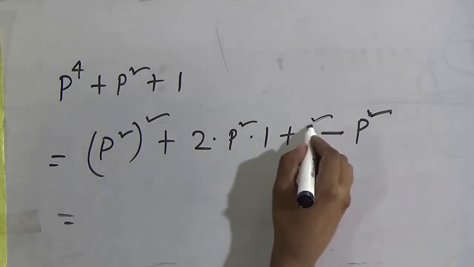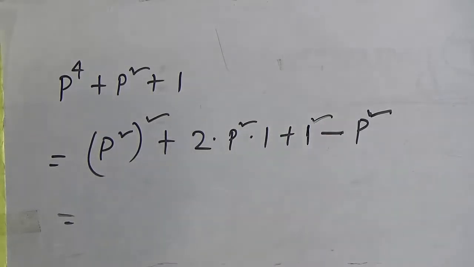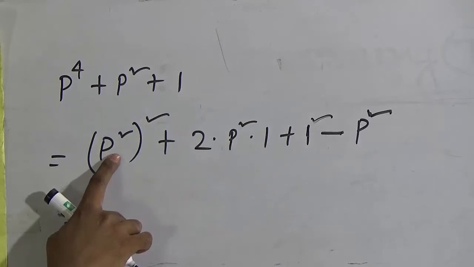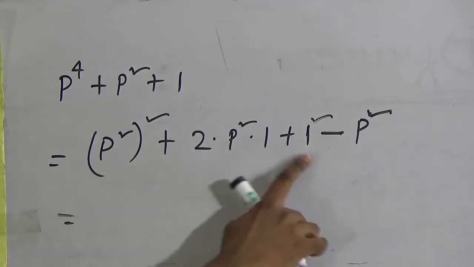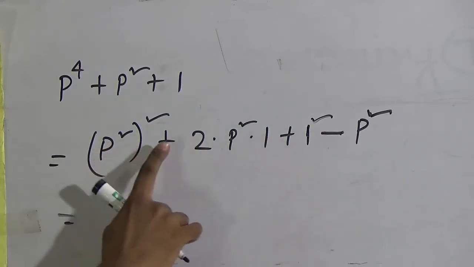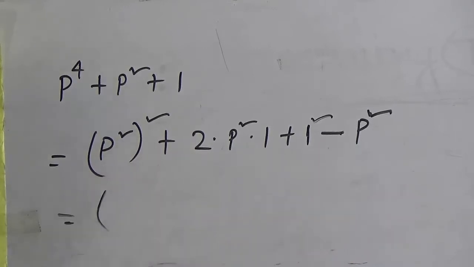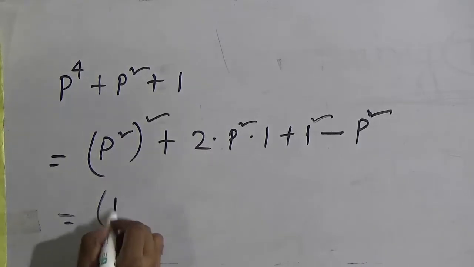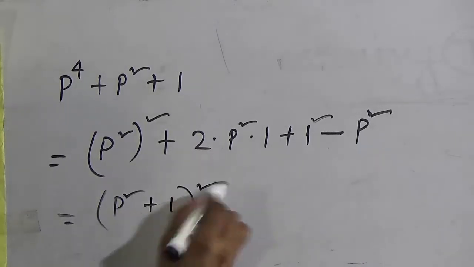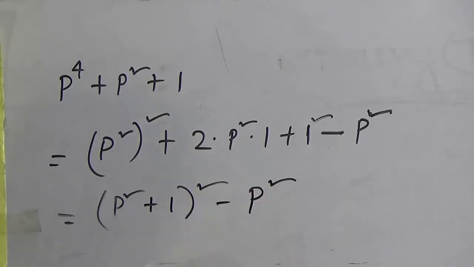We can write here 1 square, instead of 1 we can write 1 square. So if we consider p square as a and 1 as b, then we can apply the formula a square plus 2ab plus b square. So a square plus 2ab plus b square equal to, we know that (a plus b) whole square, that means (p square plus 1) whole square minus p square.